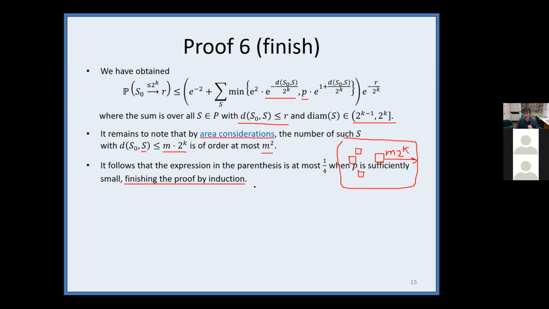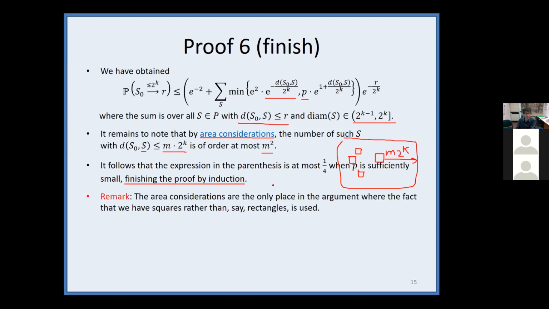This was the end of the proof. I hope it was possible to follow. So we have proved the inductive statement. It is more or less what we wanted to prove. I will not say more about that.